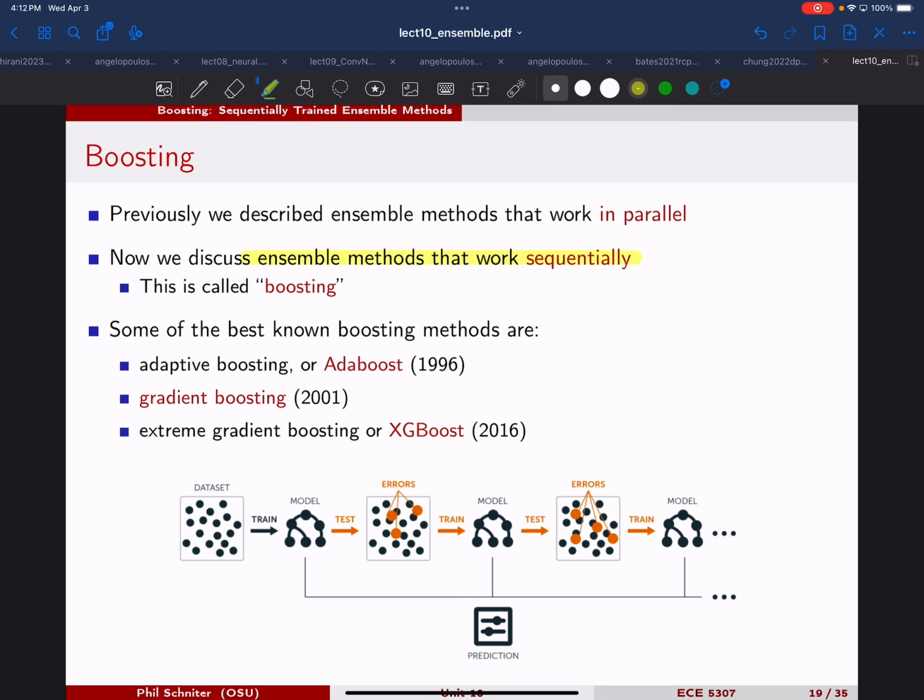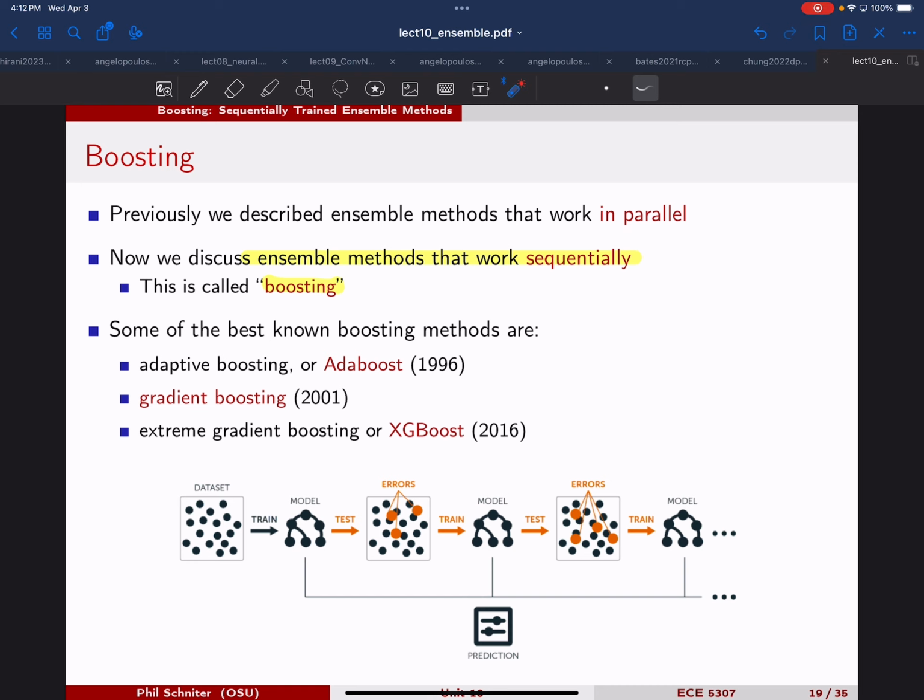an ensemble of models sequentially. And this is called boosting. So for example, in this picture here, you have a data set. Use this to train your first model. It could be a tree, it doesn't have to be a tree. And then you see where that model has made errors on the training data. So maybe these orange points here are where it made errors.